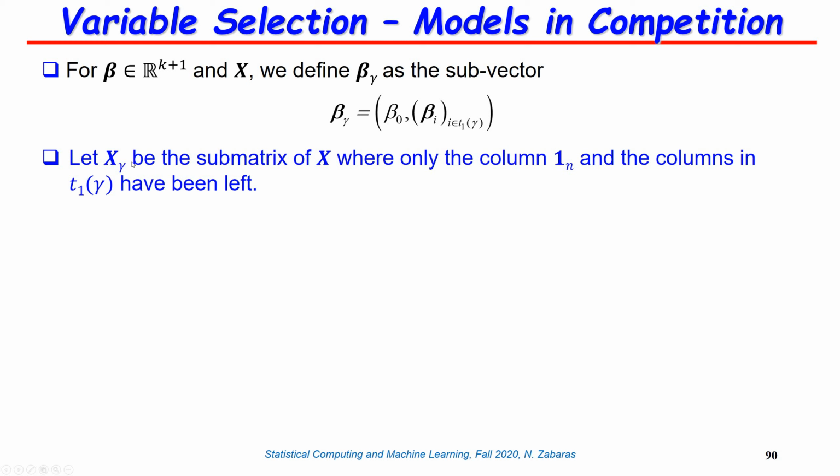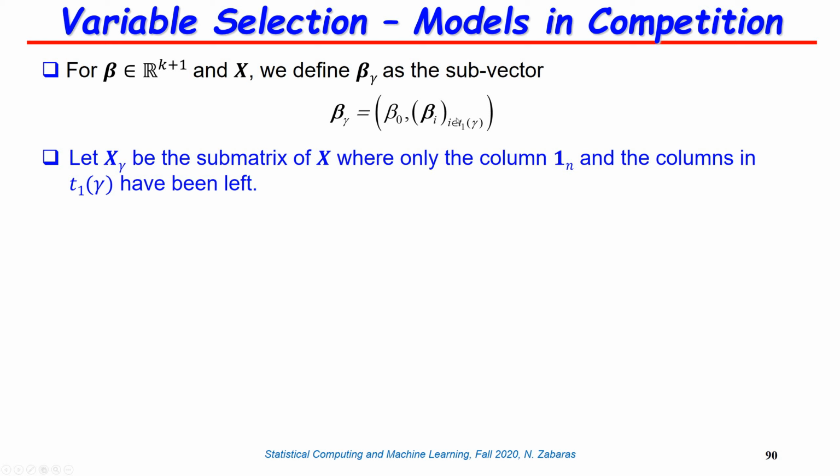Now I'm going to define also this matrix X gamma to be basically my design matrix X, from which I have removed all the explanatory variables that are not in the model.